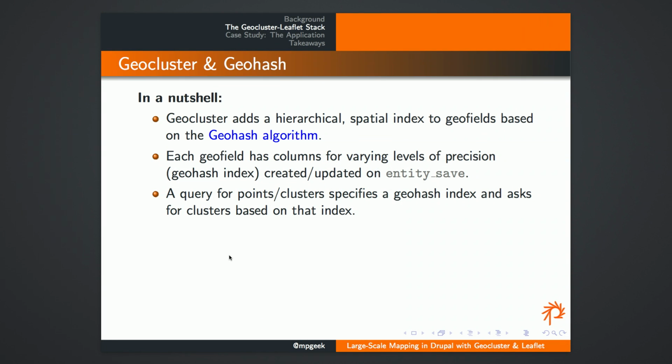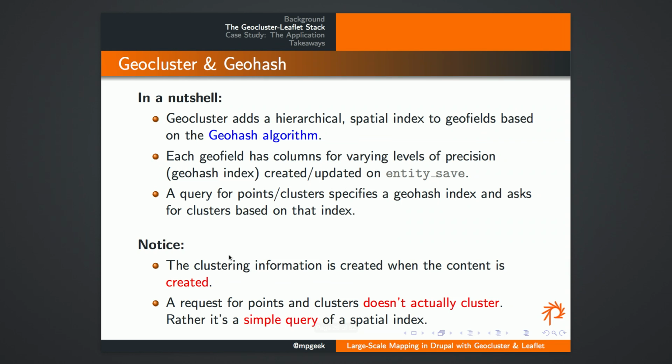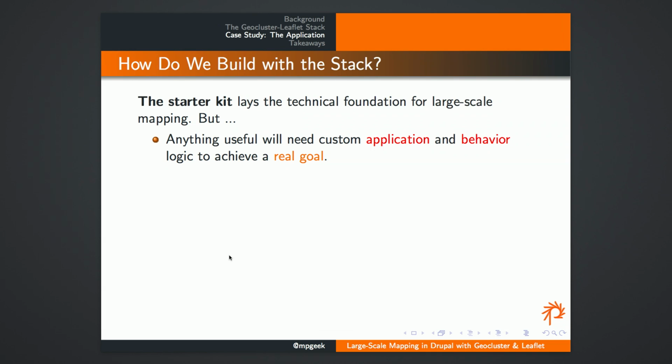Yeah, and again, when you create an entity or update an entity that has latitude, longitude information, GeoCluster gets involved with entity pre-save, creates the geohash columns, and creates the data for querying later. And again, the key performance gain there is that the clustering, quote unquote, the work of doing that is done on entity save as opposed to entity view.